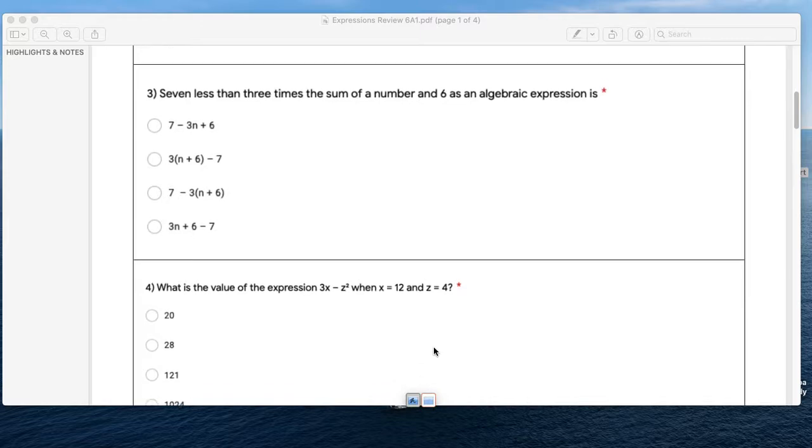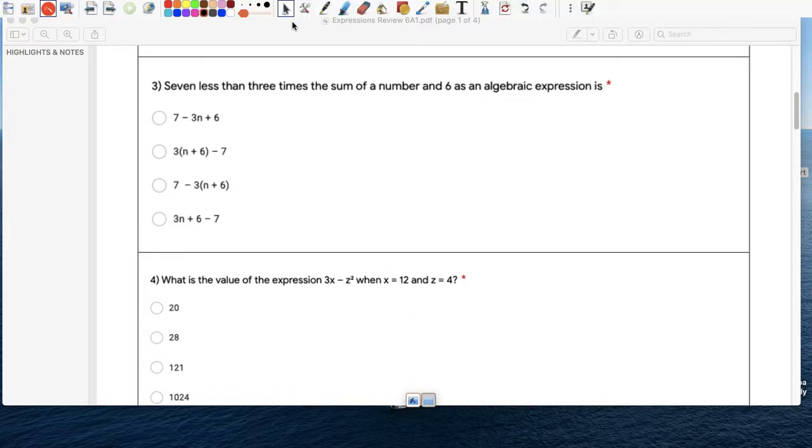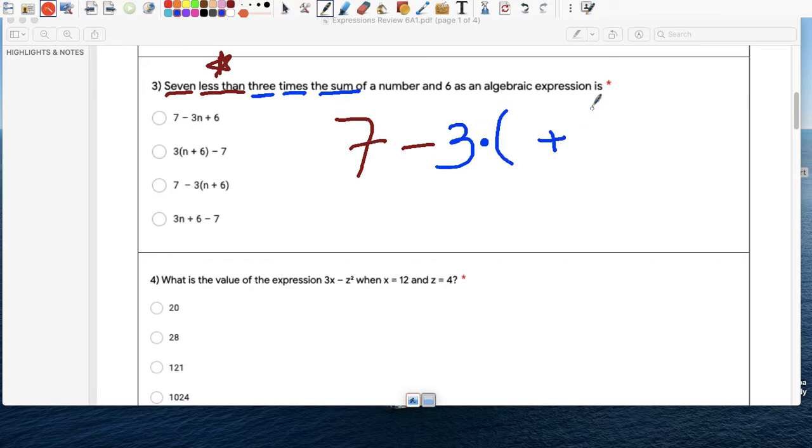We're moving. Number 3. So it's a translation, right? We're going to translate. So always do it part by part. 7. What is 7? There it is. Less than. Less than is a subtraction, but it's a turnaround. So I'm going to put a little star here so that we don't forget to switch. Okay? To change. 3, what is 3? 3 is 3. Times. Times is multiplication. The sum. The sum means add. But remember I said when we want to write the sum, we want to put it in parentheses. So we're going to put plus, but in parentheses, right? The sum.